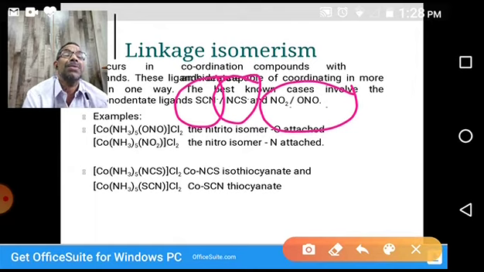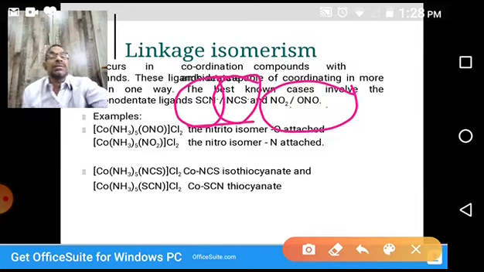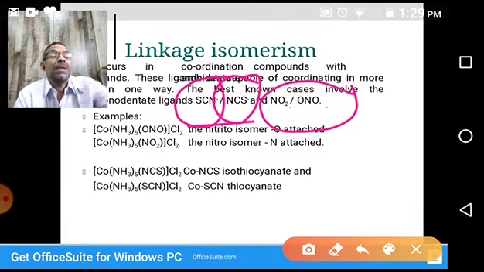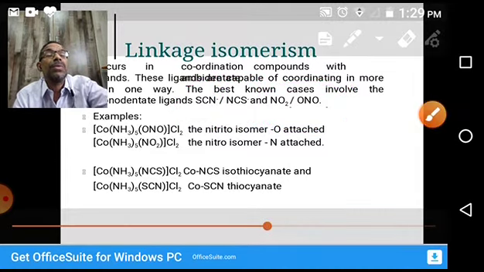Generally, we observe this type of isomerism in only some ligands: SCN or NCS, nitro or nitrito. This is called linkage isomerism. Having the same molecular formula, they differ in properties due to linkage in the ligand. You see an example.